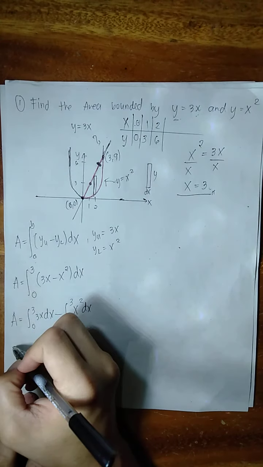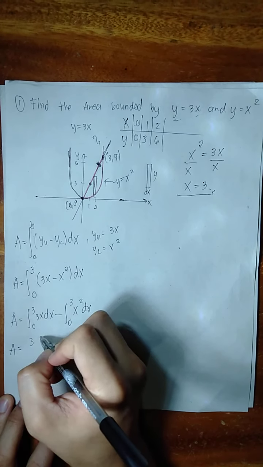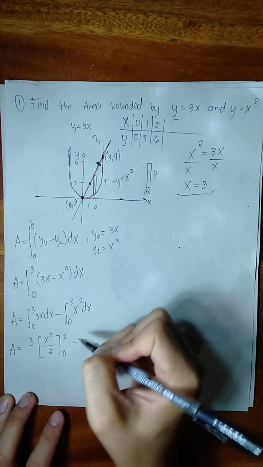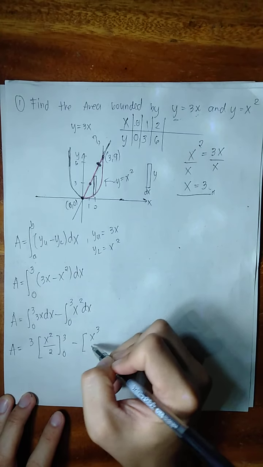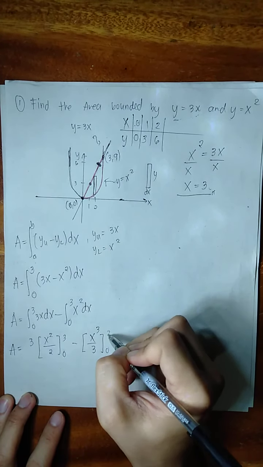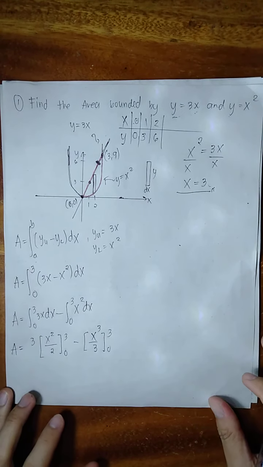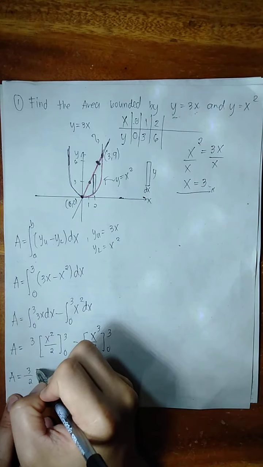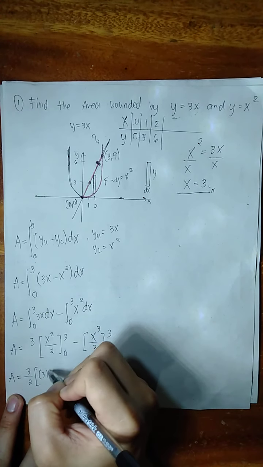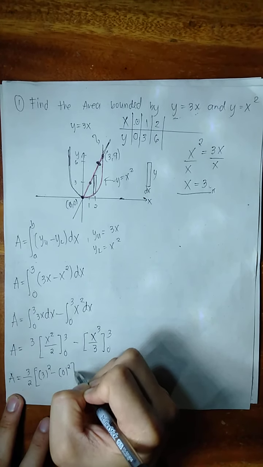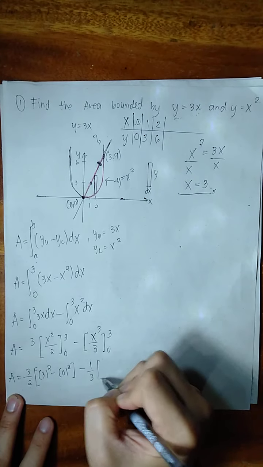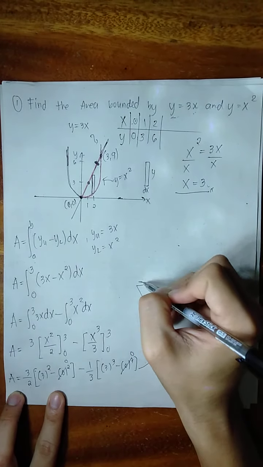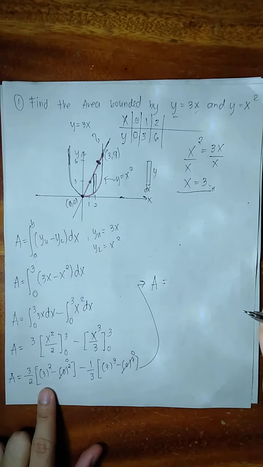So, ayan. Integral nito, area is 3, power formula. So, x squared over 2 integrated from 0 to 3, minus x cubed over 3 integrated from 0 to 3. Tapos na tayo dyan. Of course, you just have to substitute the boundary condition. So, 3 halves, 3 squared minus 0 squared. 0 na lang yan. Minus 1/3, that is 3 cubed minus 0 cubed. 0 na yan. And what is your area?